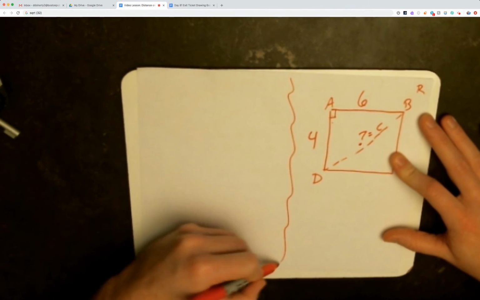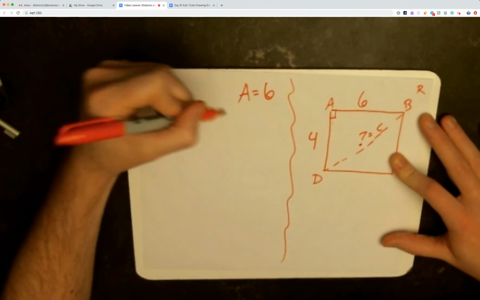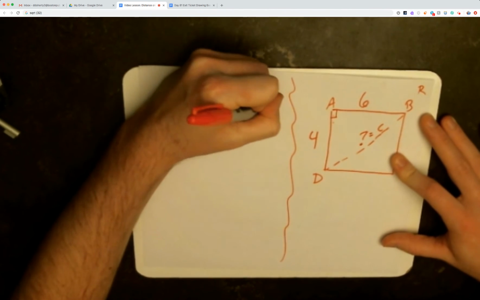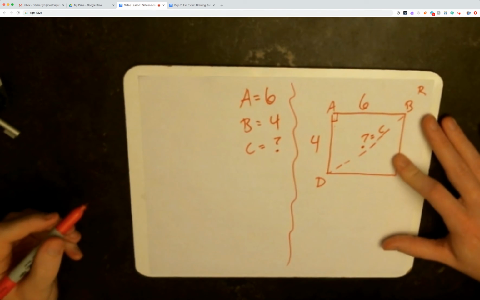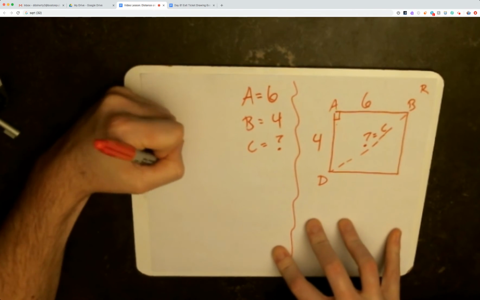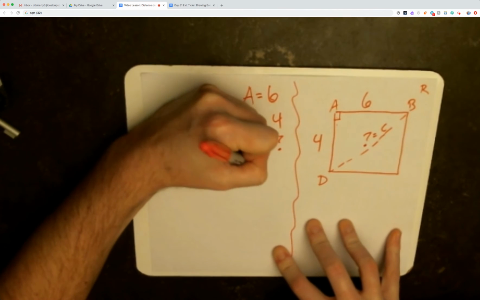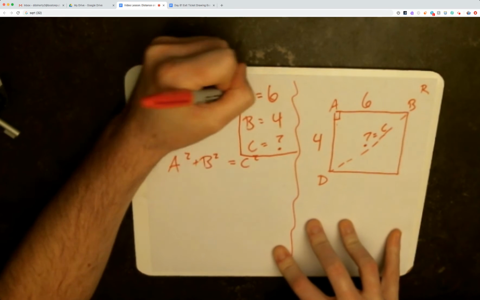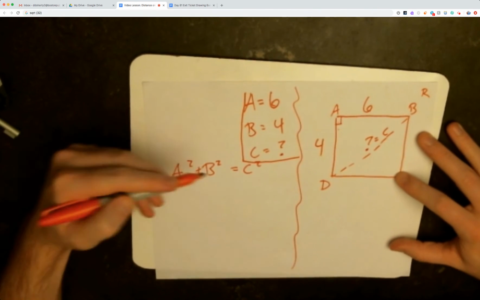So at the end of the day, if we're going to use our formula, I know A is 6. I know that B is 4. And I don't know what C is yet. That's what we're trying to figure out here. So there's my formula. A squared plus B squared has to be the same value as C squared at the end of the day. I'm going to substitute the 6 in for A.